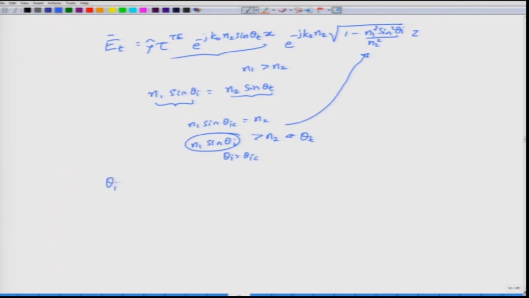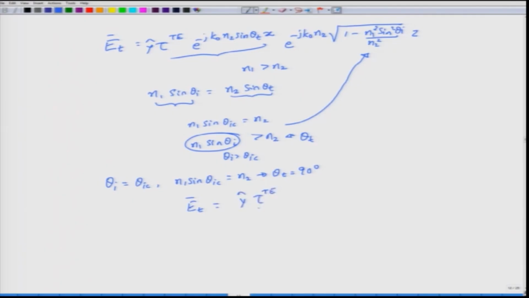So, let us do this. At theta i equals theta ic, n1 sin theta ic will be equal to n2, because theta t would have become 90 degrees and it cannot really go beyond this 90 degrees. So, in that case the multiplier for z will be 0, and the exponential will be equal to 1, and the electric field would be y hat tau te.